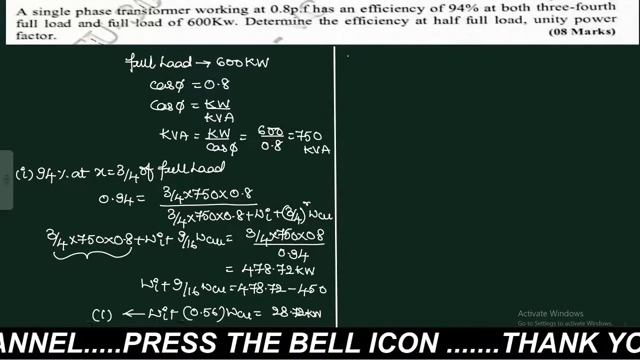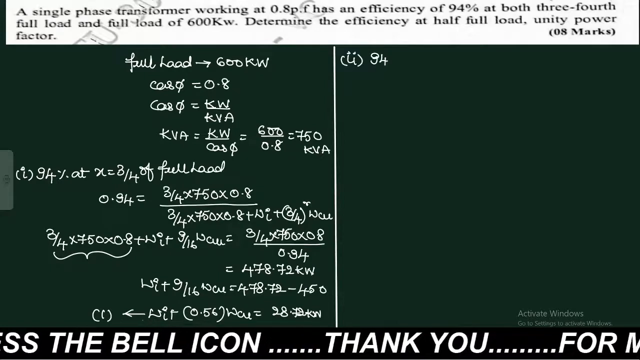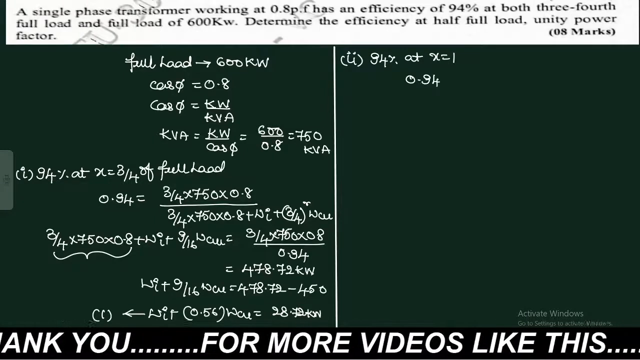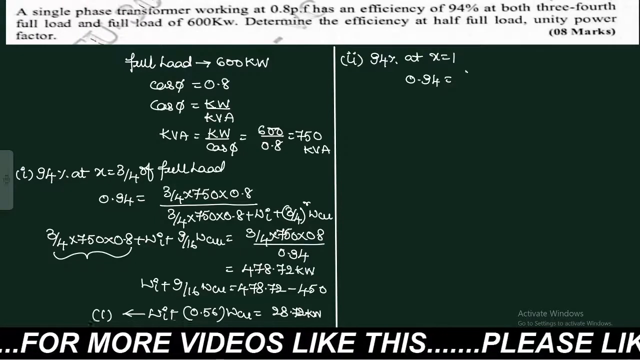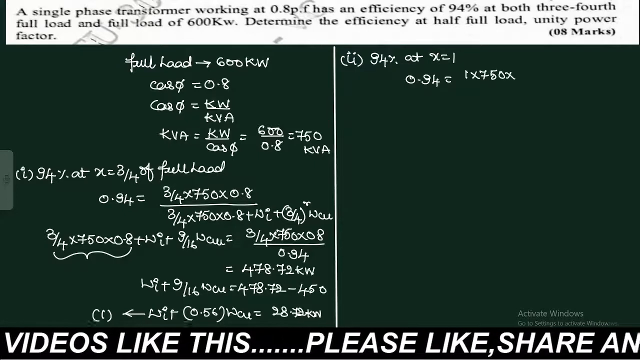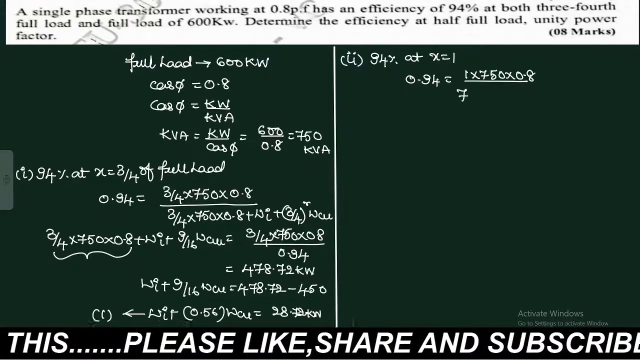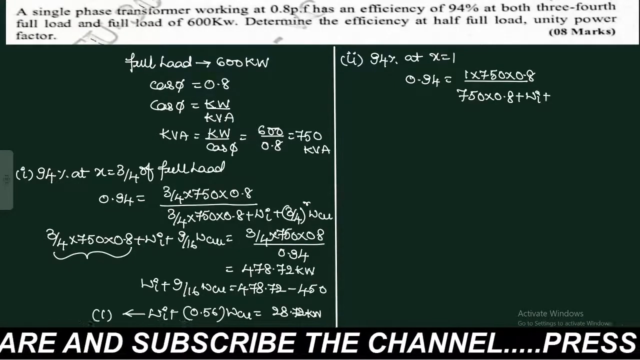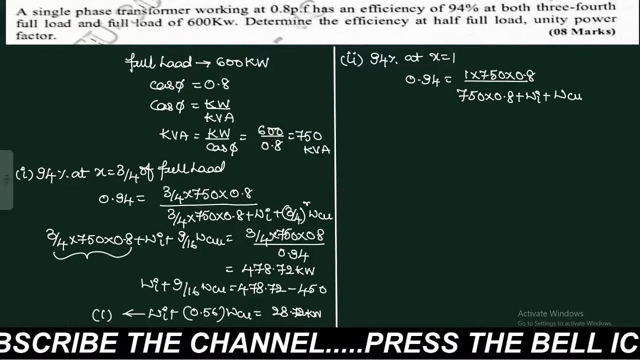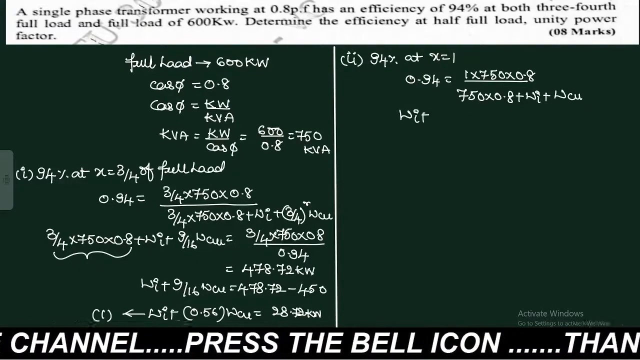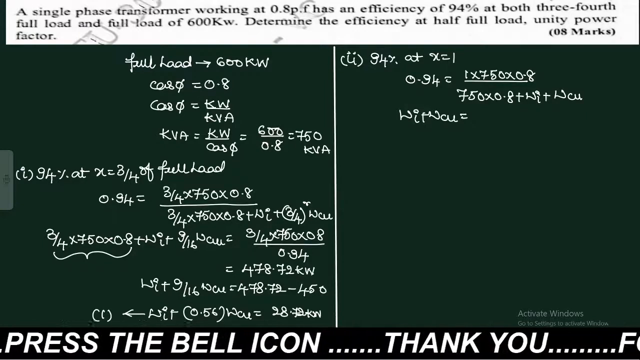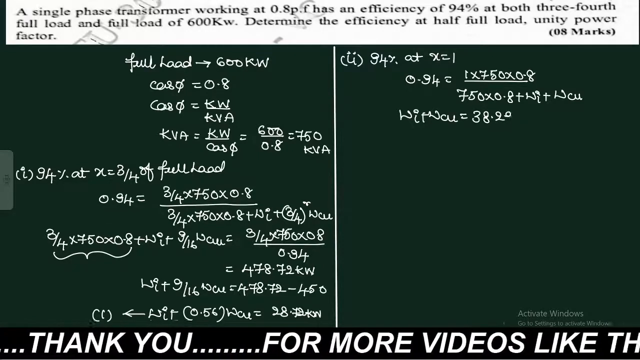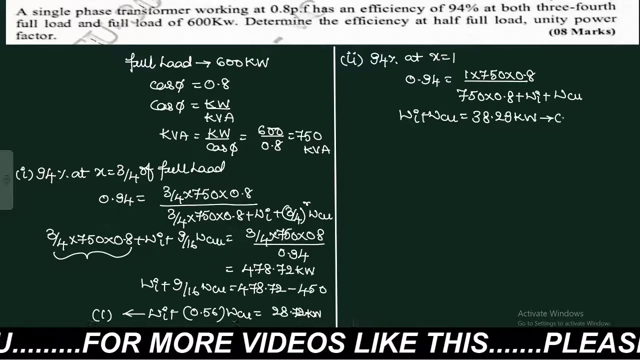For the second equation, we have 94% at full load also, that means x equals 1. Substitute: 0.94 equals 1 into 750 into 0.8, the power factor, divided by 750 into 0.8 plus Wi plus x square, which is 1 here, so you get WCU only. So you get Wi plus WCU equals 38.29 kilowatts. Now you have equation number 1 and equation number 2.